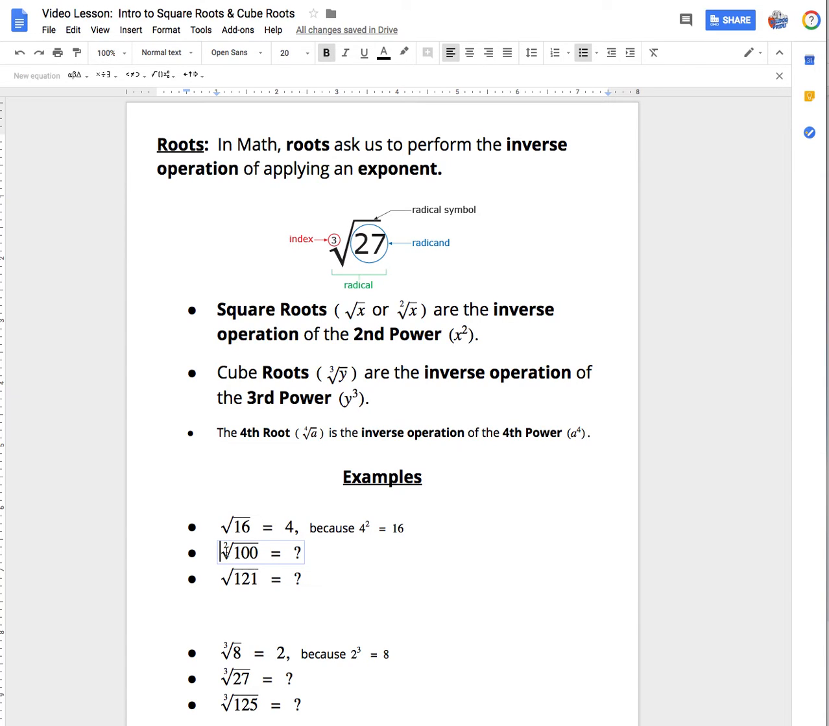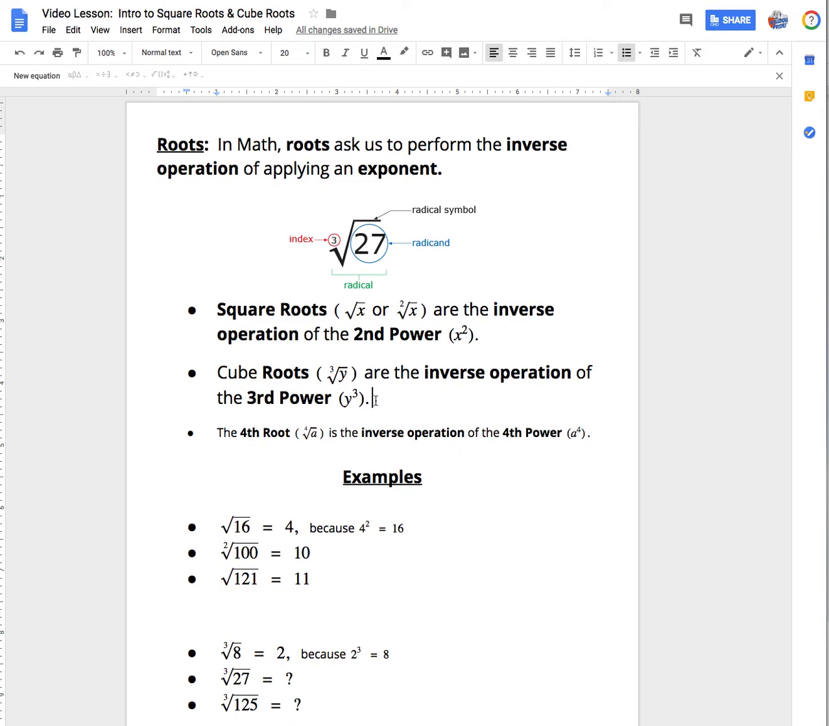Welcome back. This asks us to take the square root of 100. You won't usually see the 2 on the index. We usually don't have to write it at all, but if we see it, that means square root. The square root of 100 is 10. I know that because 10 squared, 10 times 10, is the number that would make 100. The square root of 121, that's 11, because it turns out 11 times 11 would give us 121.